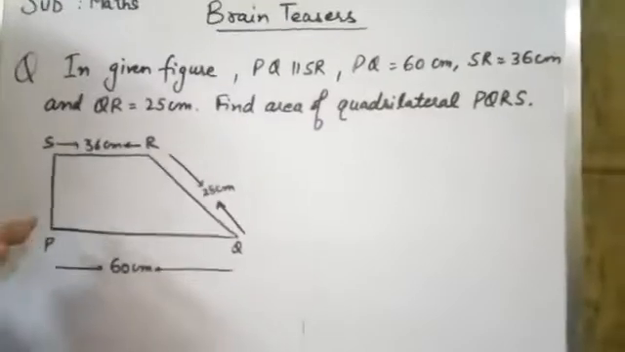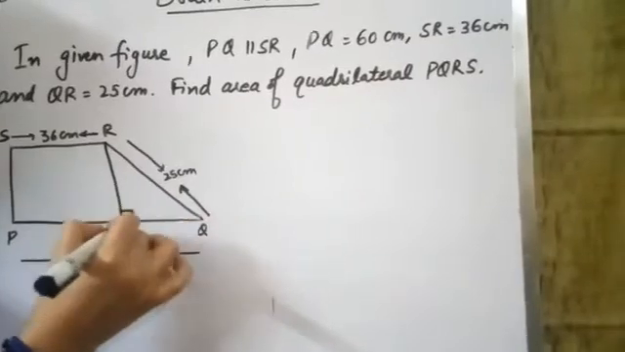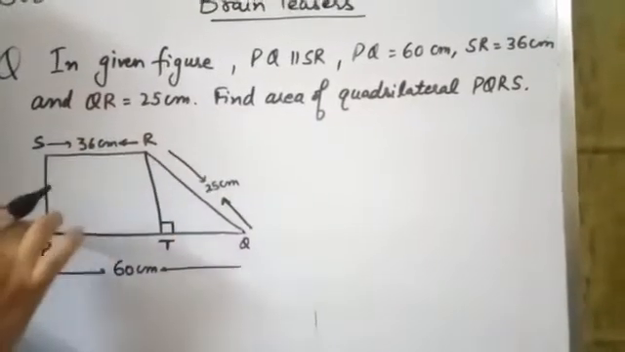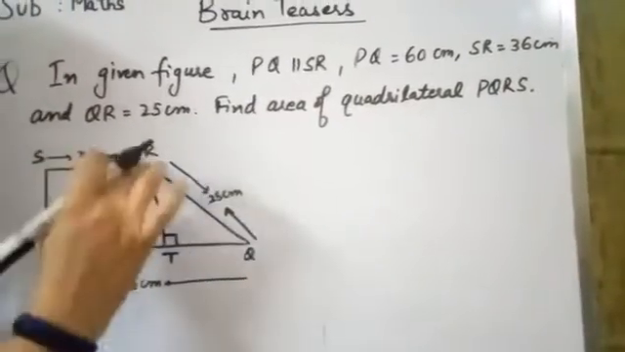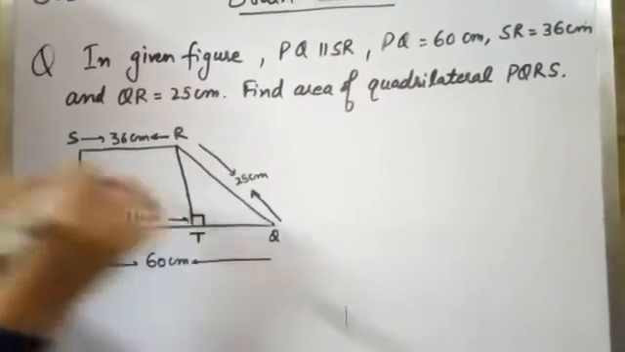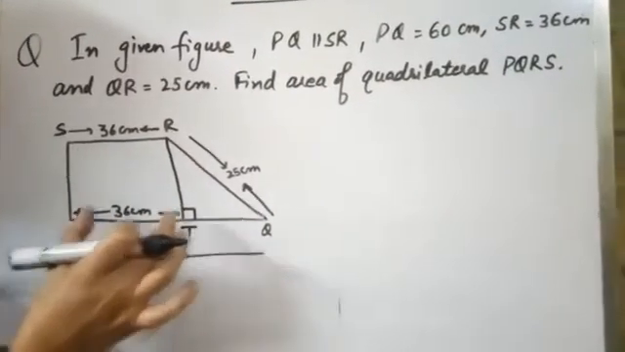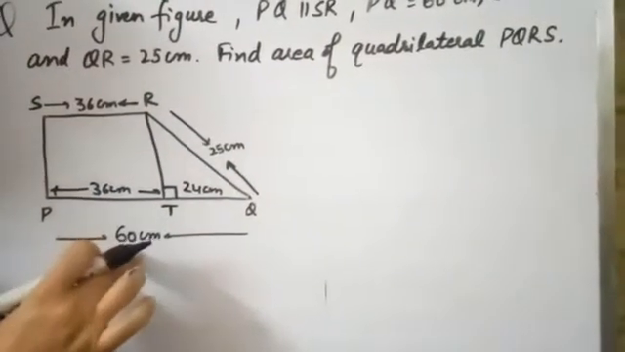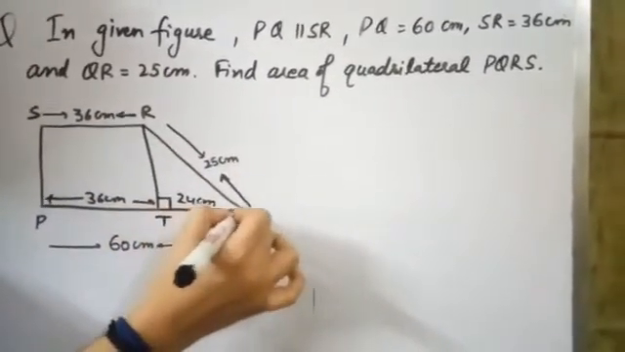Now if we want to find the area of this quadrilateral, we have to do a little construction. I'm going to draw this altitude from R to this PQ, that is perpendicular. This RT is the altitude on PQ. Now this altitude divides this into a rectangle. If this is 36 centimeter, this is also 36 centimeter. Now the complete PQ is 60 centimeter, and if PT is 36 centimeter, this TQ length is left with us. 60 minus 36 will give you the length of TQ, that is 24 centimeter.